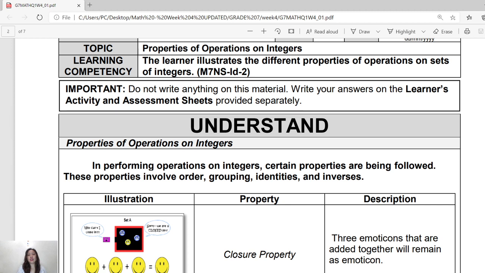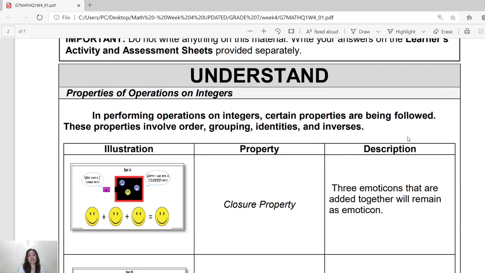So our learning competency here is: the learner illustrates the different properties of operations on sets of integers. What you need to understand here is the properties of operations on integers. In performing operations on integers, certain properties are being followed. These properties involve order, grouping, identities, and inverses. So let's take a look.